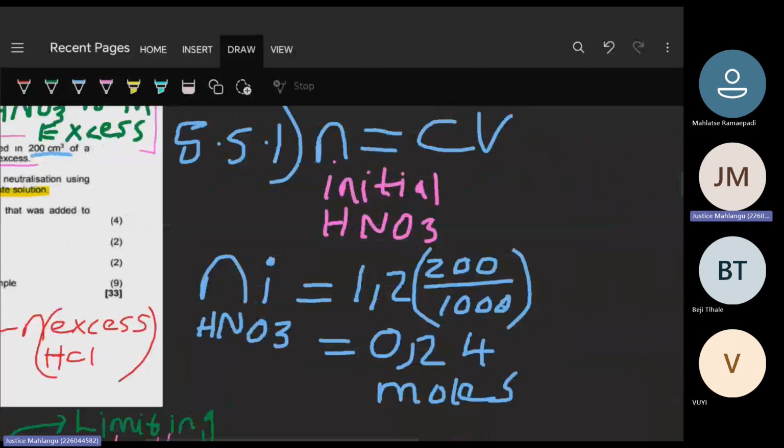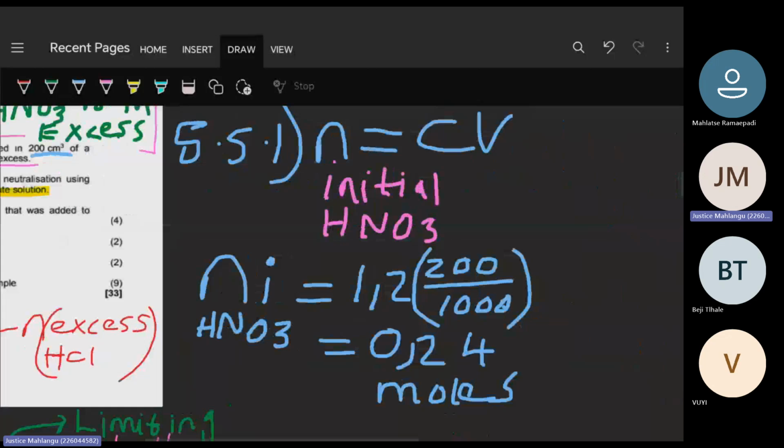5.5.2, define a standard solution. I told you the meaning of standard solution: a solution of known concentration. You can't forget that, guys. It's 2 marks. What is the neutralization point? You can say it is a point where neither the acid nor the base is in excess. That is the neutralization point.